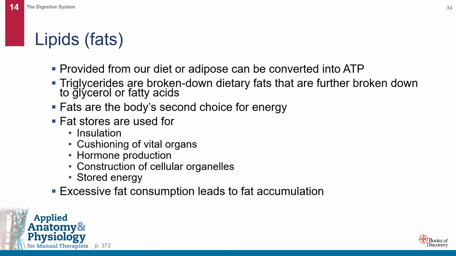The next nutrient we will take a look at is lipids or fats. Lipids or fats are provided from our diet or from adipose and can be converted into ATP. Triglycerides are broken down into dietary fats that are then further broken down to glycerol or fatty acids. Fats are the body's second choice for energy. Fat stores are used for insulation, cushioning of vital organs, hormone production, construction of cellular organelles, and stored energy. Excessive fat consumption leads to fat accumulation.